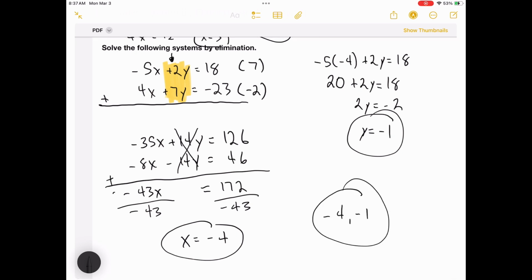That is my solution. This is solving by elimination and with multiplication. Have a good day and good luck.